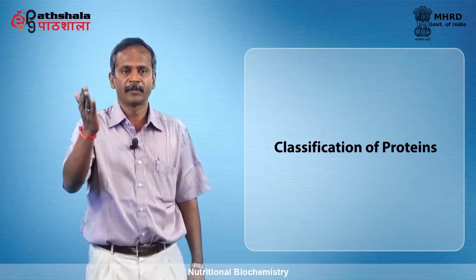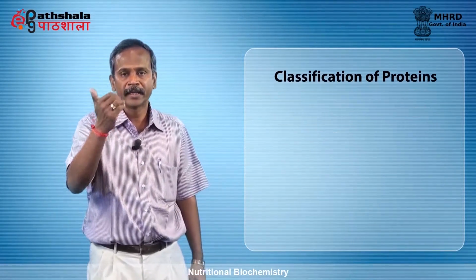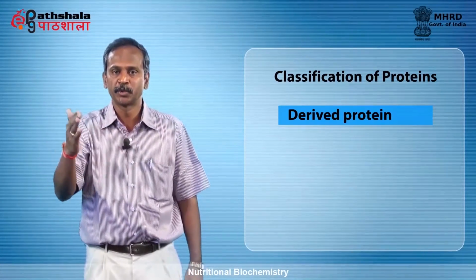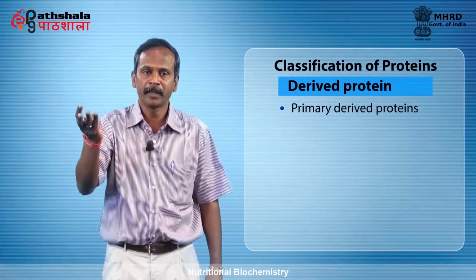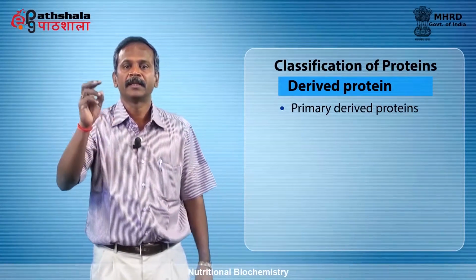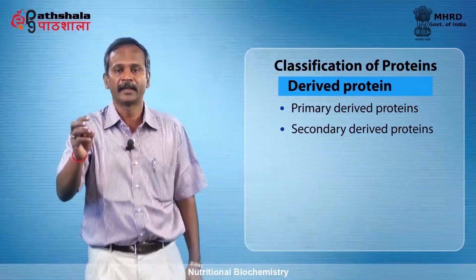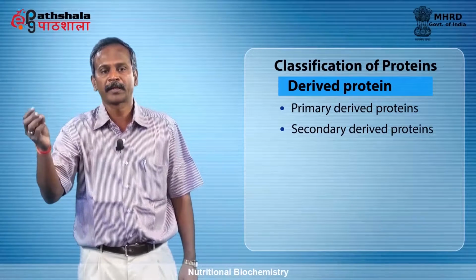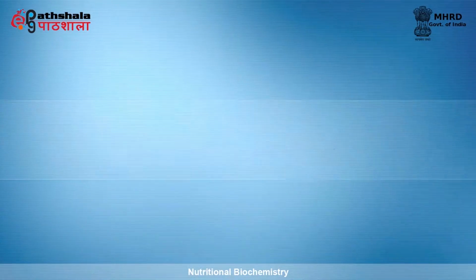From the classification of protein, the third one is derived protein. The derived proteins are again divided into two categories. One is primary derived protein, which are denatured or coagulated. The secondary derived proteins are degraded due to breakdown of peptide bonds, and are the products of proteins.